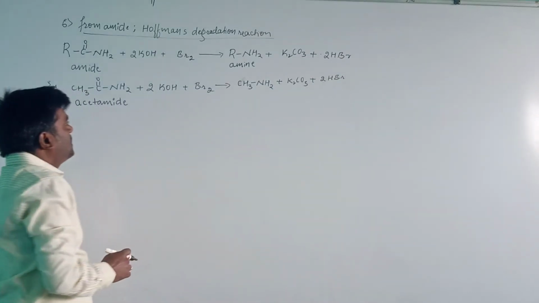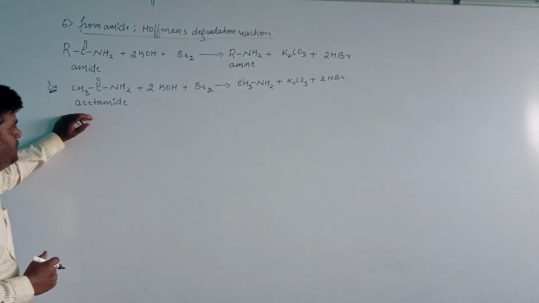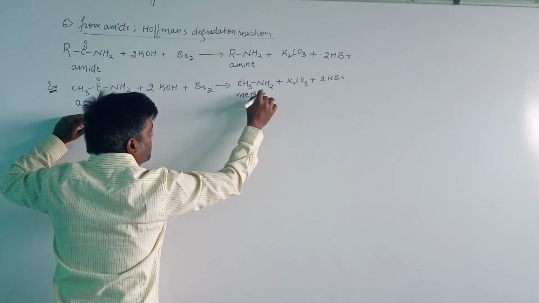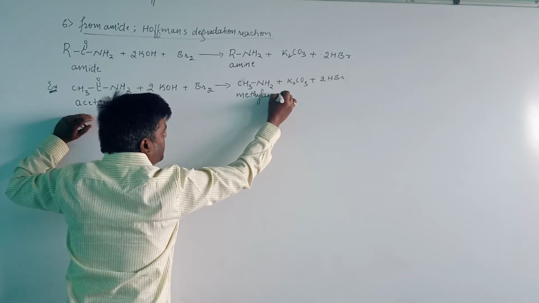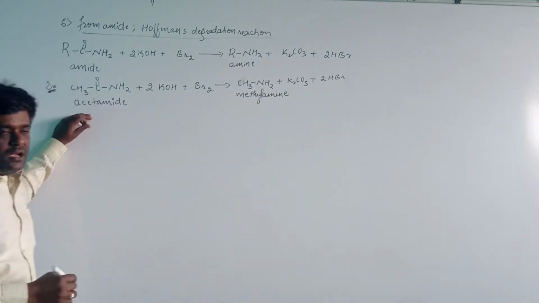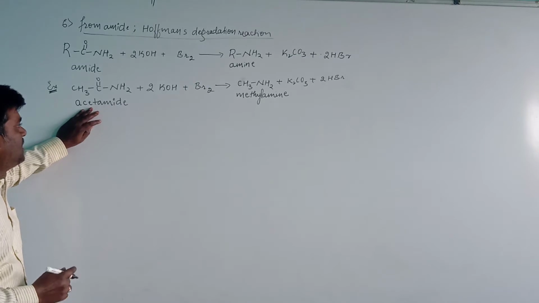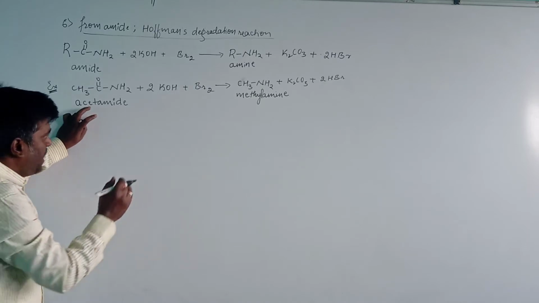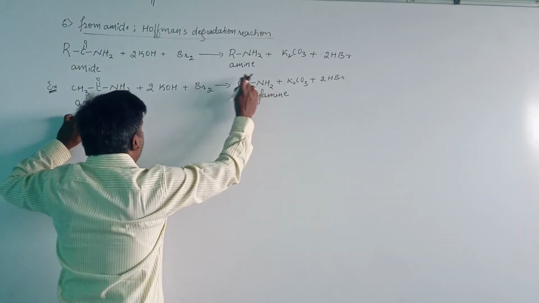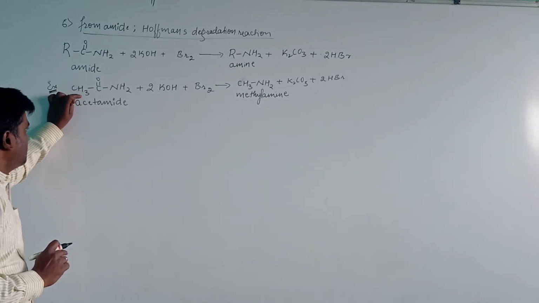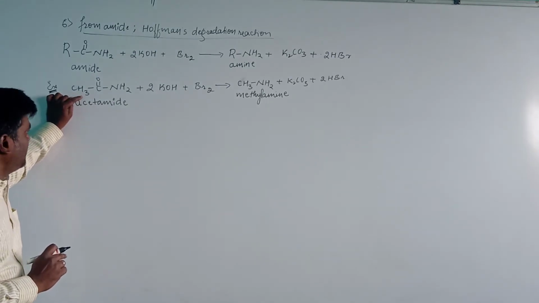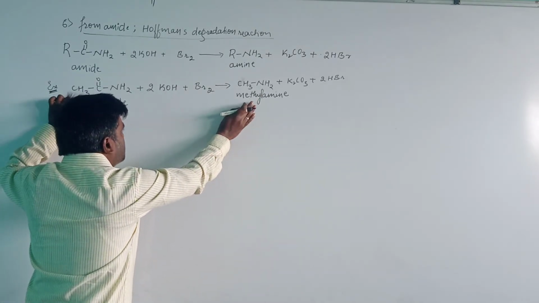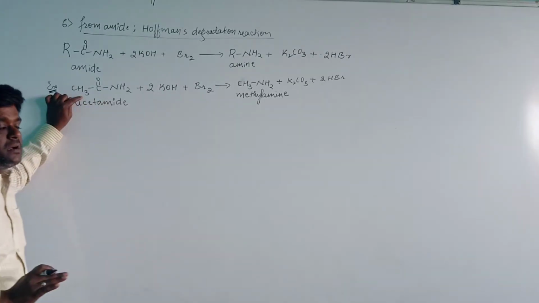When we observe this reaction, the reactant side and the product side, the name for this compound is methylamine. Methylamine is the common name and methanamine is the IUPAC name. When we compare the amide on the reactant side and the amine on the product side, the amine contains one less carbon atom compared to the amide.